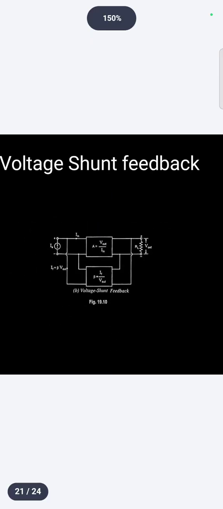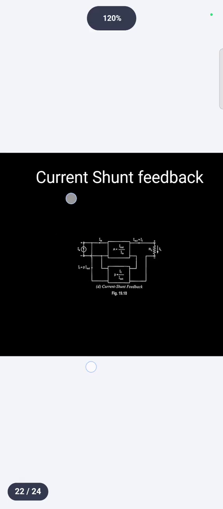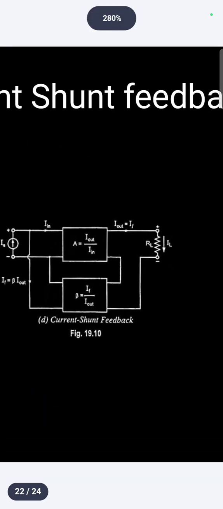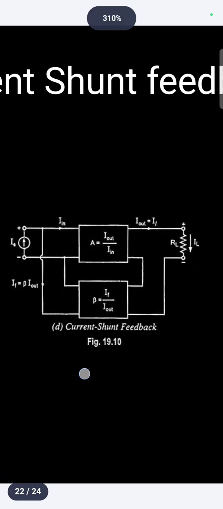The next one, the last one, is current shunt feedback. This is the block diagram for current shunt feedback. Which type of amplifier is used here? Current amplifier. Why is it a current amplifier? Because the output as well as the input are both current.